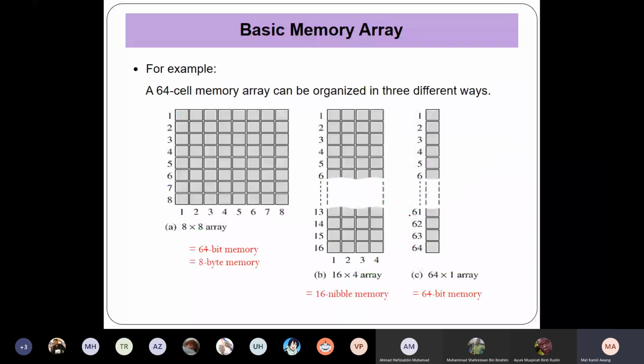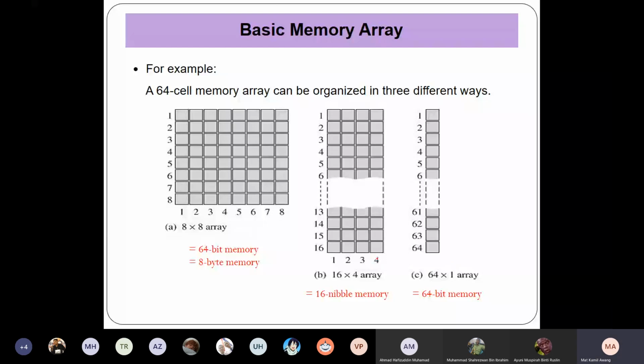So this is an example. Let's say you have a 64 cell memory. A 64 cell memory you can arrange in 3 different ways. You can arrange in an 8 by 8 array. You can also arrange in 16 by 4 array or 64 by 1 array.